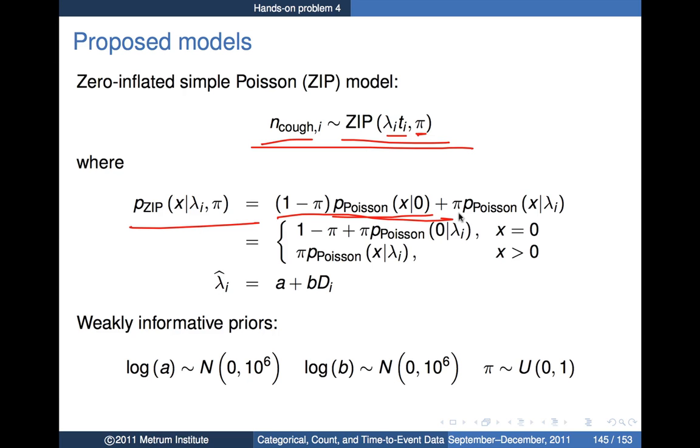And then we have plus pi times our standard Poisson model, where we just have x times lambda. Actually, to be consistent with the other things, I just realized these should be lambda i t i over here. In fact, there should be a t i there, and ditto right there.